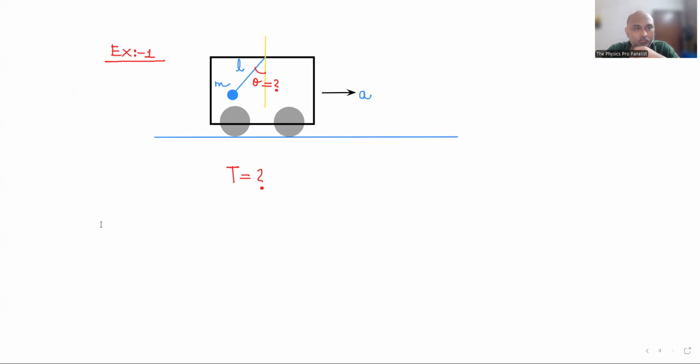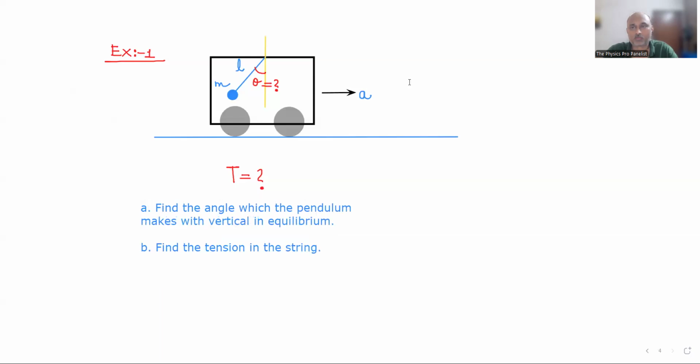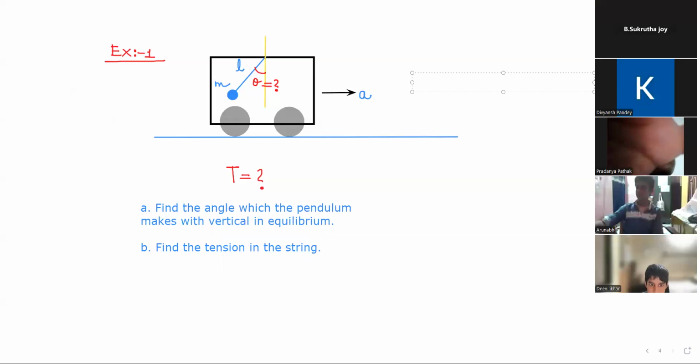Okay. So the question is, find the angle which the pendulum makes with the vertical in equilibrium. दूसरा है, find the tension in the string. ठीक है, प्लीज डू दिस। चलिए, sir, 1 second. हाँ बोलो। No, no, I'm writing. ये कल तक भेजना है मुझे, कल तक आप लोग भेजेंगे शाम से पहले, ठीक है?